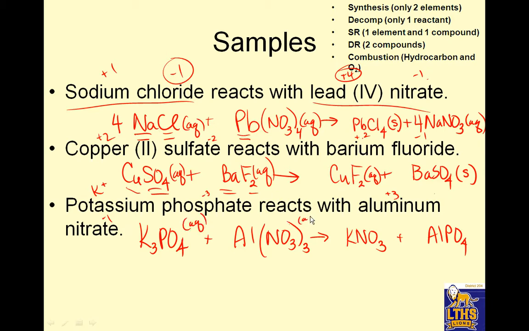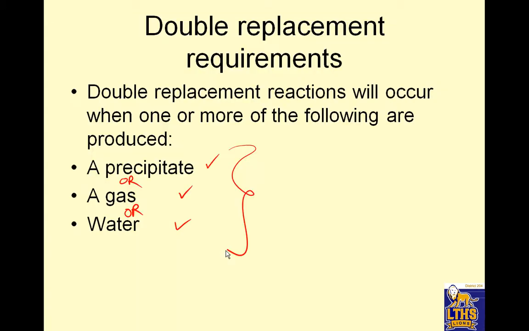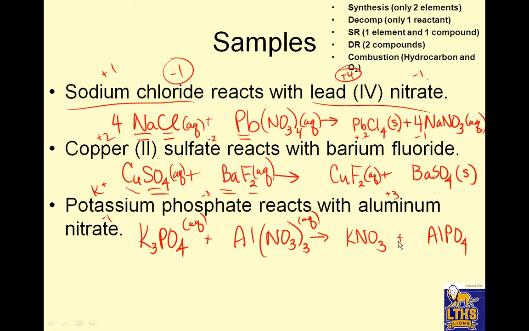Well, I know that these are aqueous because the reactants are always aqueous in double replacement. And I go back to my solubility rules. Here's KNO3. Potassium compounds are always soluble, so it's AQ. And then aluminum compounds, it doesn't say. Phosphates. Phosphates are insoluble. So I know that anything with a phosphate in it, unless it's got sodium, potassium, or ammonium, should be solid.